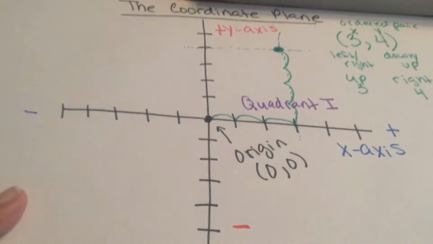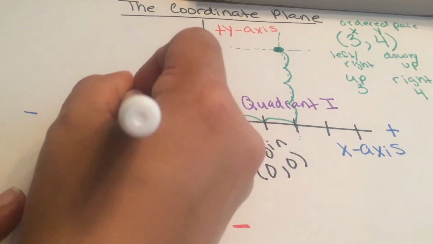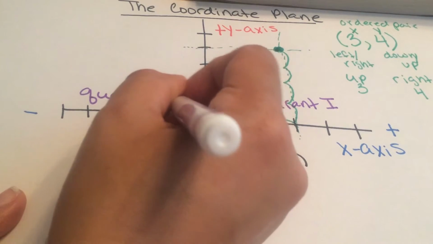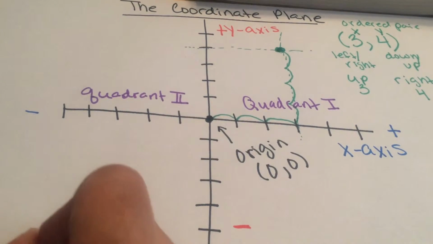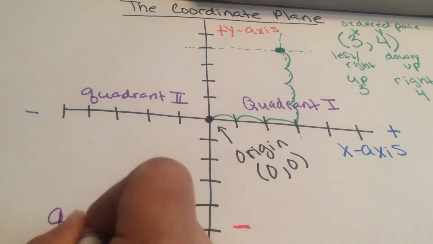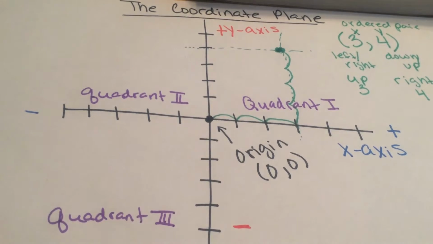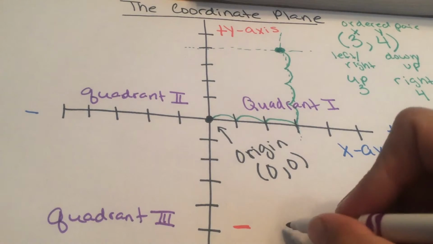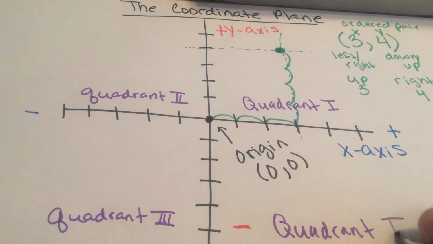So this first one here on the right-hand side is going to be quadrant 1. Then we have next to it quadrant 2. In our left bottom corner is quadrant 3. And then finally, in our bottom right corner, we have quadrant 4.